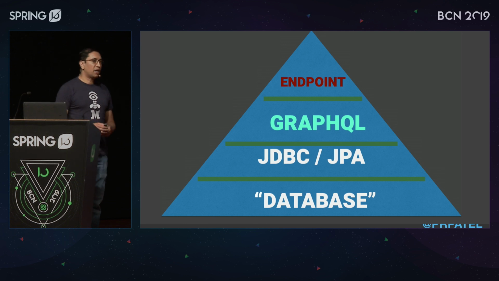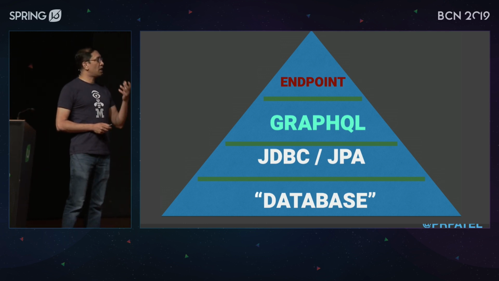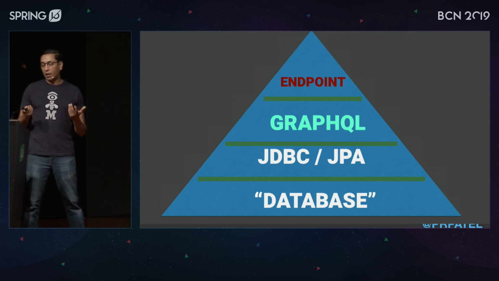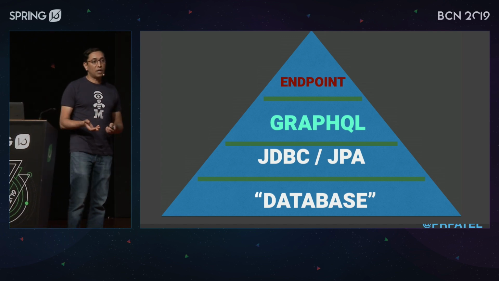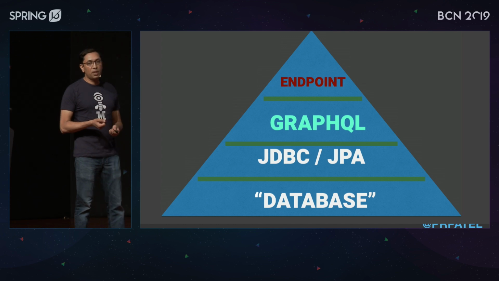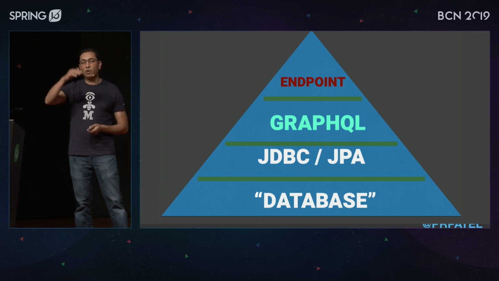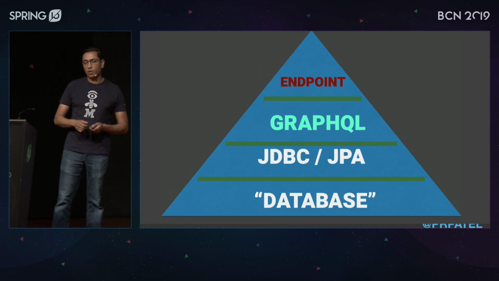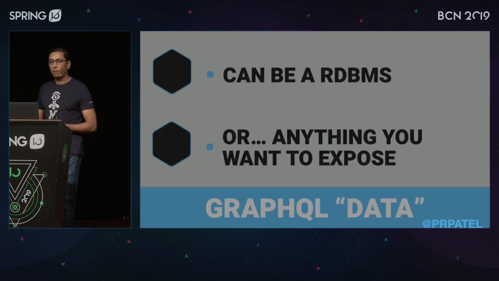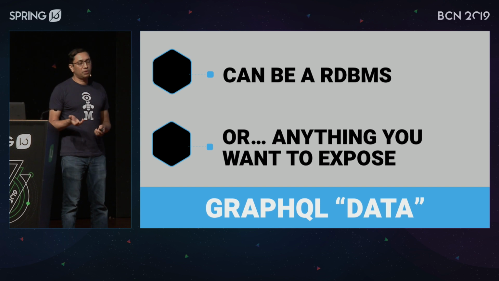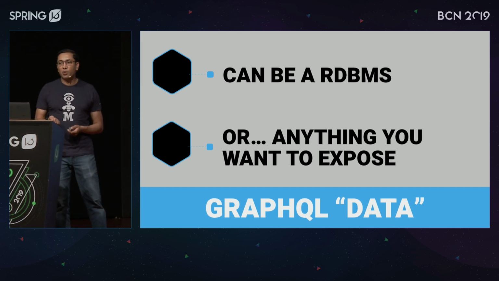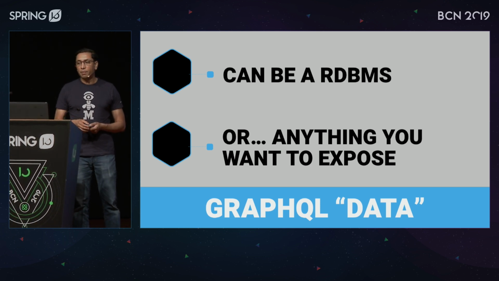And I like diagrams, so I put this one together that shows where GraphQL sits. You still have your database, or it could be anything else. You can still use JDBC and JPA, and then you have GraphQL on top of it, which makes your endpoint, which is what your client would actually then use. Okay? And the data can be anything, right? We're going to use just an H2 in-memory RDBMS for this demo, but it can be anything.